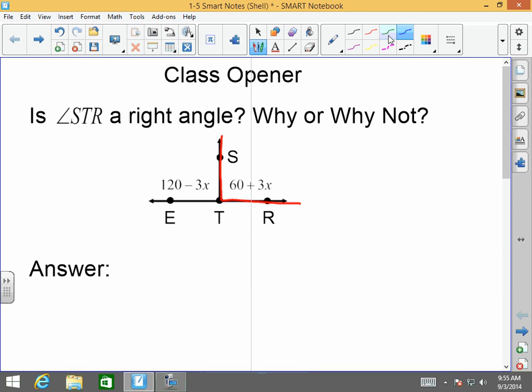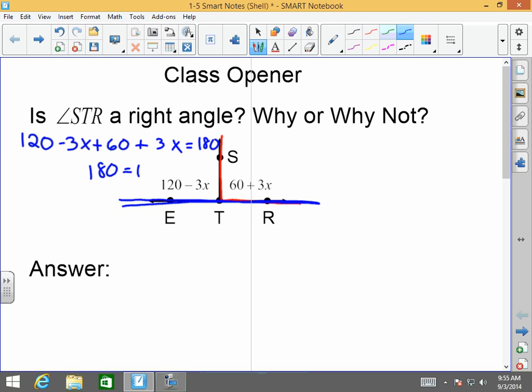No, we cannot assume anything about STR. But you can assume that ETR is a straight angle, and what is the angle measure of a straight angle? Excellent. So we know that 120 minus 3x plus 60 plus 3x equals 180.